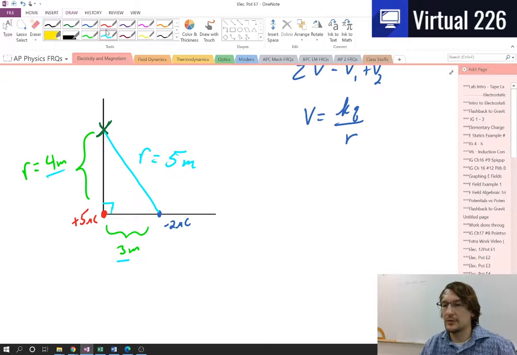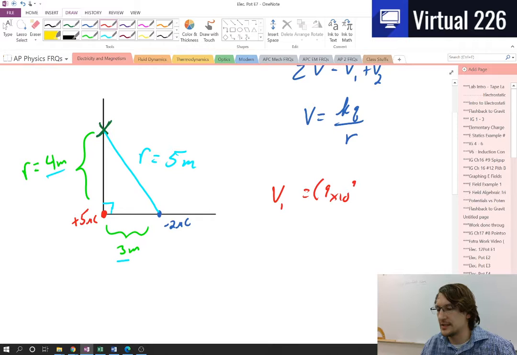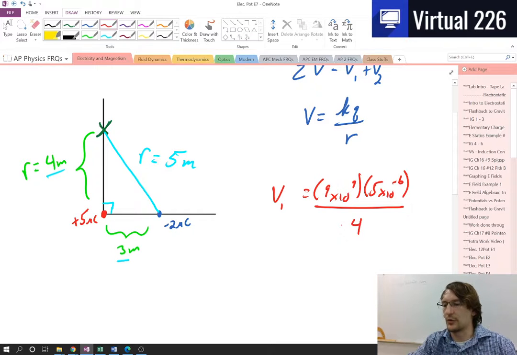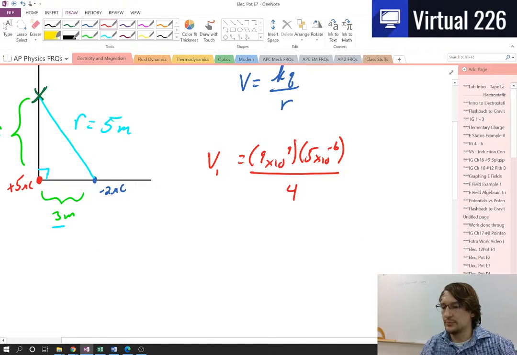Okay. For the first charge, we know the voltage is just k, which is 9 times 10 to the 9th, times the charge, 5 times 10 to the -6 coulombs, divided by that distance of 4 meters. Put that all together, and what do you got? Ooh, we're going to get some big numbers here. We've got 112,000... Oh, no, I'm off. That's 11,250 volts.